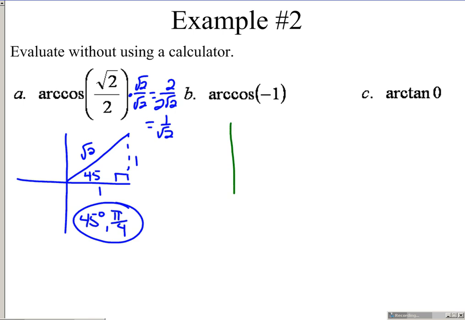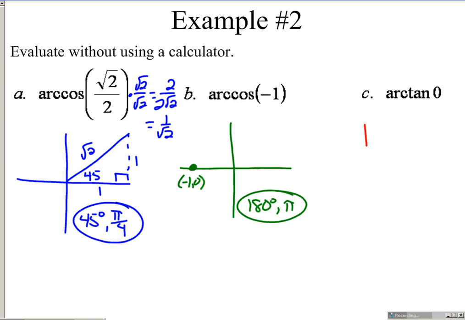Arc cosine of -1. Where is cosine equal to -1? Anytime cosine or sine are associated with -1 or 1 or 0, you're talking about a quadrantal angle. What quadrantal angle? Cosine is the x-coordinate. So where is the x-coordinate -1? Right there. How do we name that rotation? That's a rotation of 180 degrees, or pi radians.